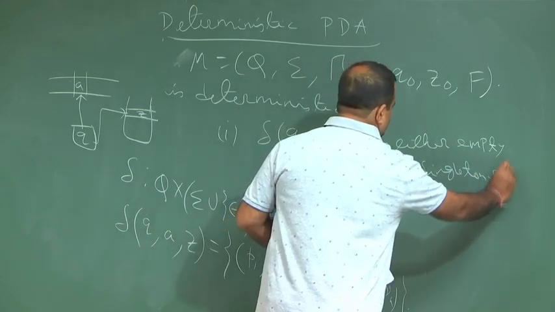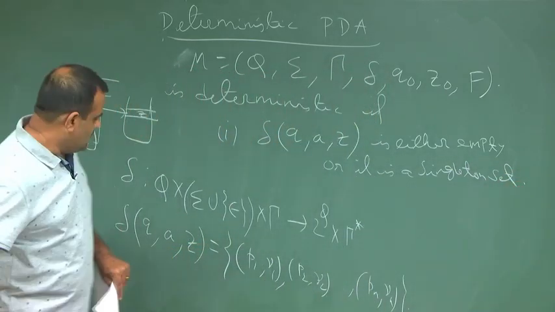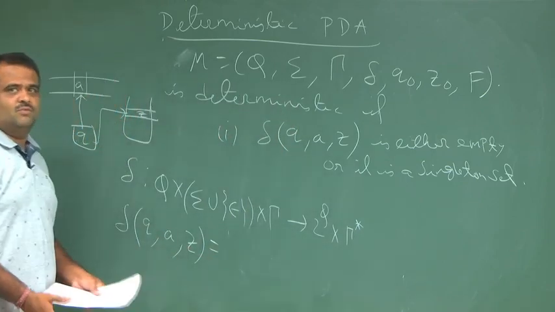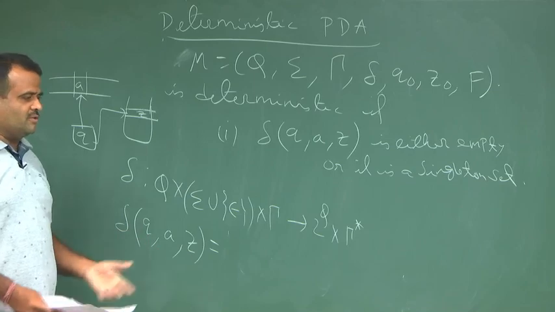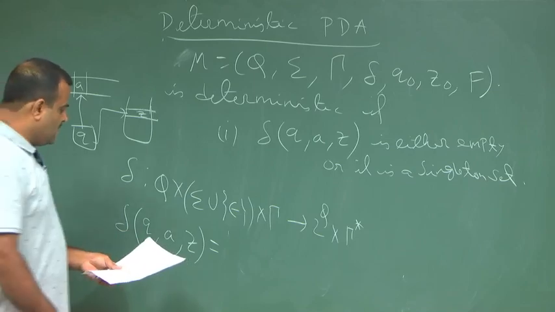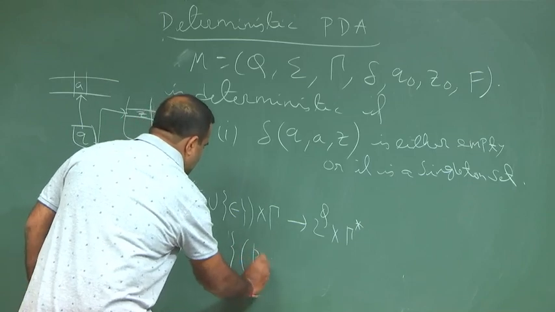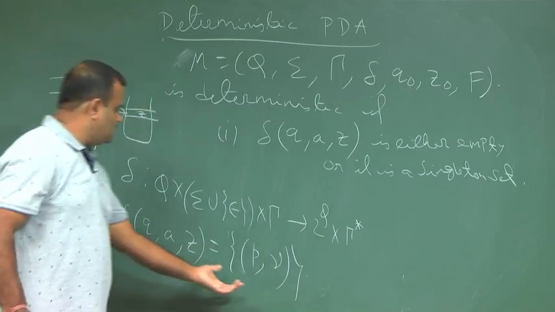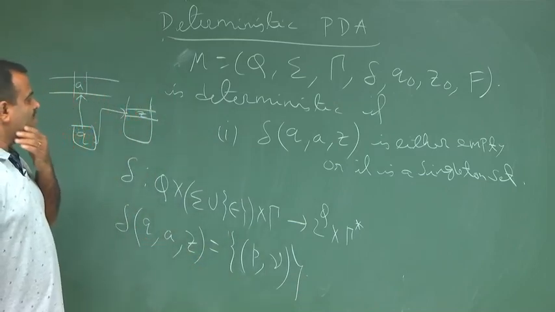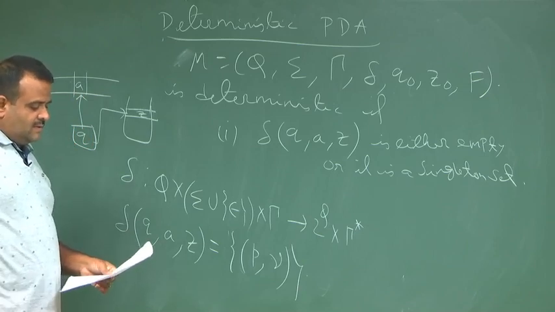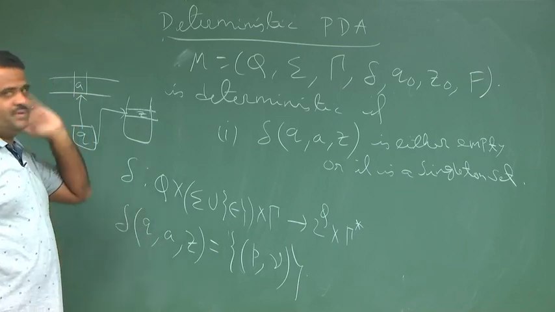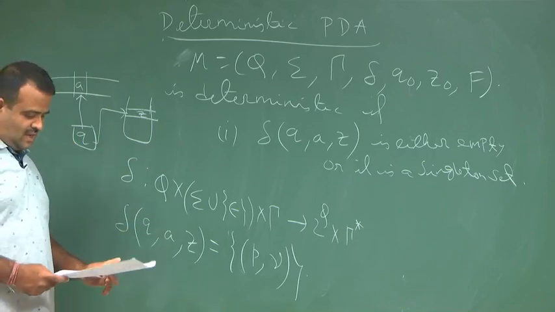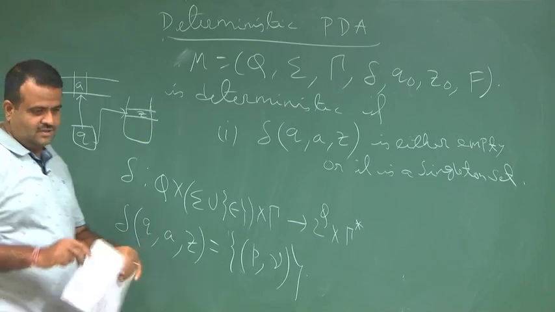Singleton set, like this will be only one move. We do not have non-determinism, it is a deterministic move. Either we do not have any move or we have a deterministic move. That means, this will be like this, say P, and this Z could be replaced by gamma, only a singleton set, or it is empty. Then this is called deterministic PDA. That means, this move is deterministic. Okay. It has only one element in this.